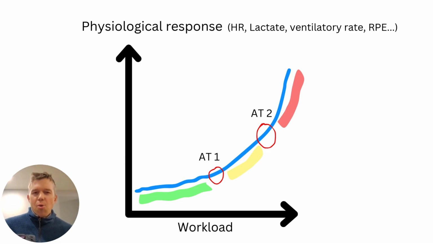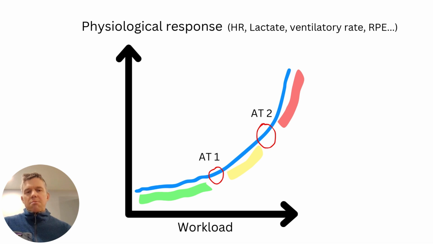Okay, team. So we're going to clear up confusion around the various names that our 2 thresholds have. So everyone has 2 thresholds. And we can see here on our simple graph, workload at the bottom x-axis. So that could be cycling power, that could be running speed, generally how much effort are we putting out. We then get a corresponding physiological response on the y-axis.